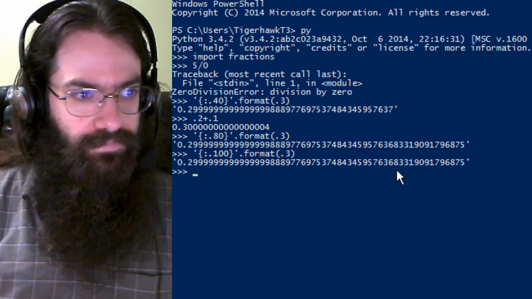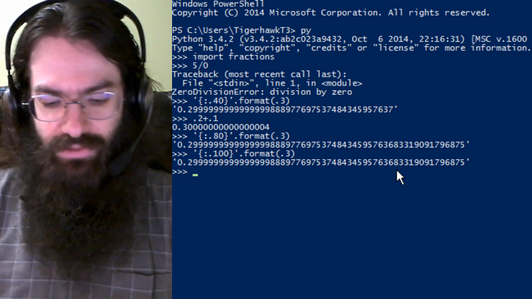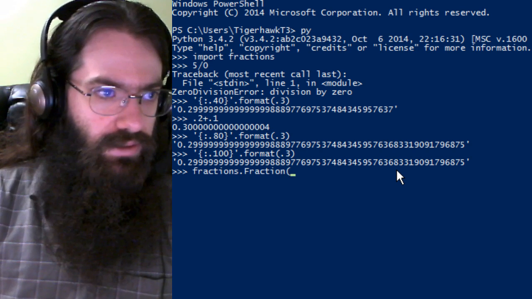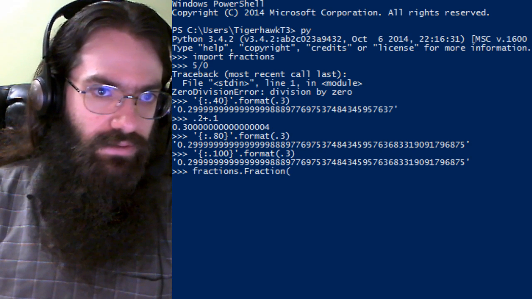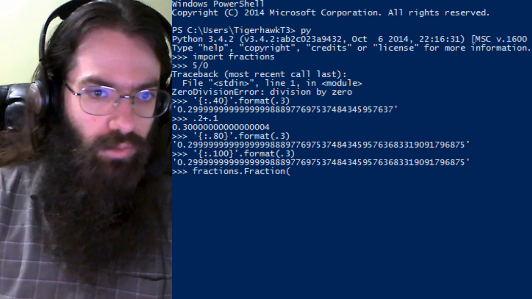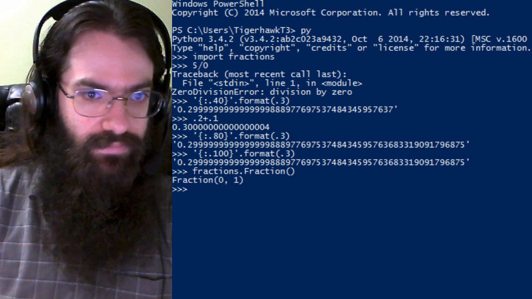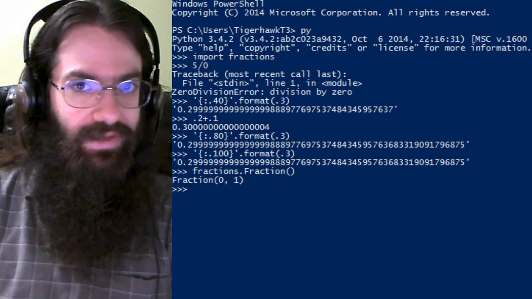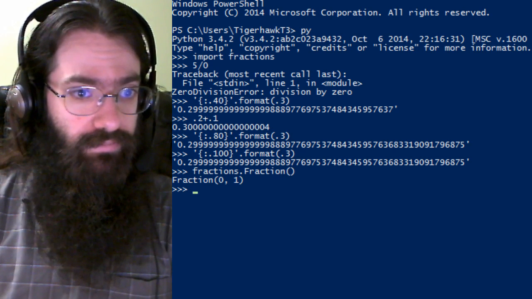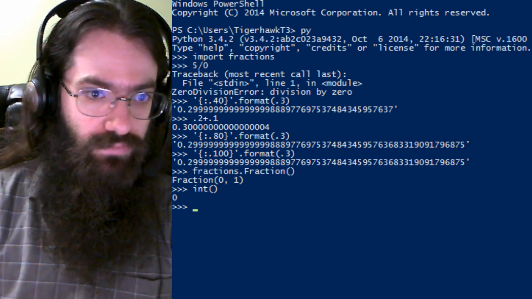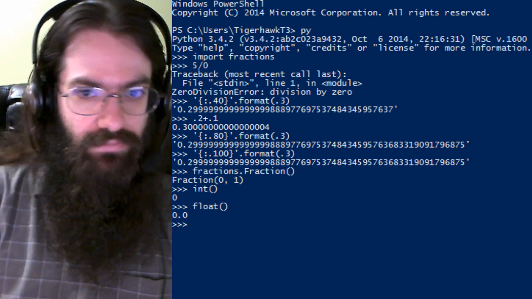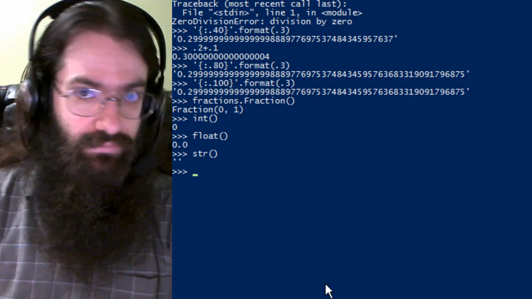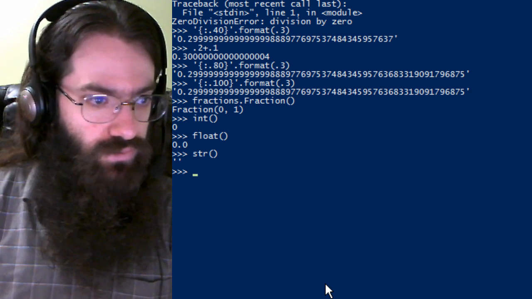So let's make some fractions. fractions.Fraction. Let's first give it a numerator and denominator. Actually, let's give it nothing, because they have default values with a numerator of 0 and a denominator of 1. That's basically 0. And int does this too, and so does float. Isn't that cool? And string gives you an empty string. That's always cool.